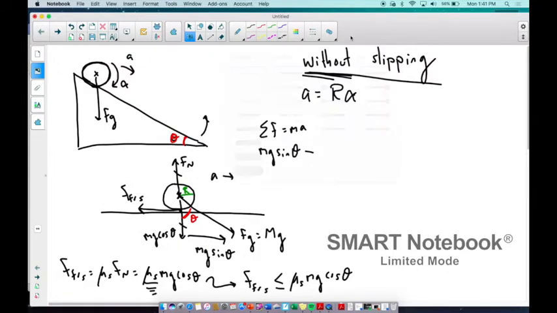I can actually figure out what the maximum angle is such that this thing does not slip and skid. What's true if this thing starts to slip and skid? I no longer have static friction, I have kinetic friction. In other words, I've overcome the maximum threshold for maximum static friction. So that's one interesting thing that we could think about.